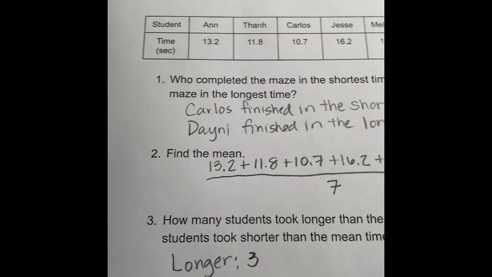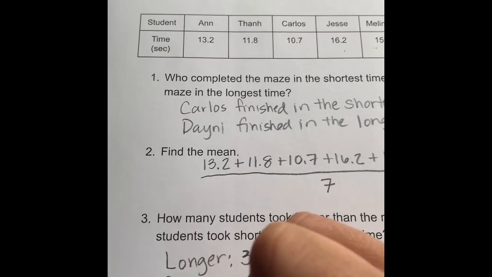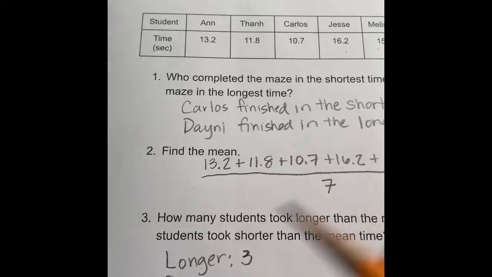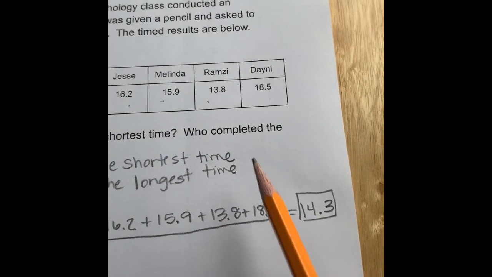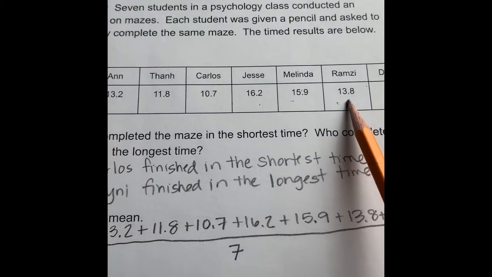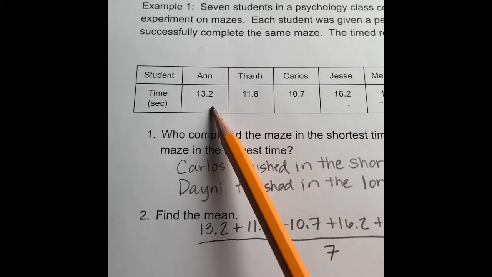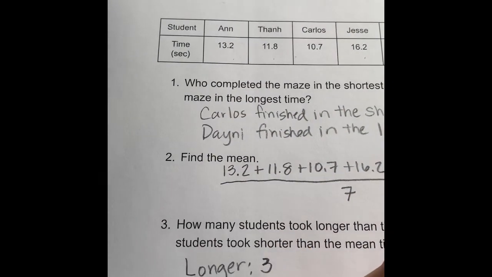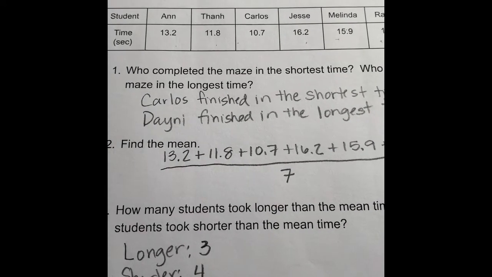And then it says how many students took shorter than the mean time. So again, looking at our mean, which was 14.3, those who took shorter amount of time was Ramsey, Carlos, Dang, and Ann. So there's 4 students that took a shorter amount of time than that mean.